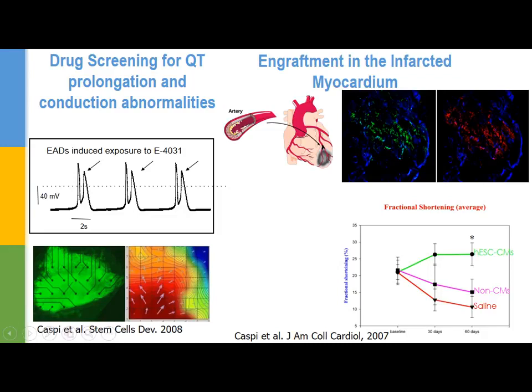And throughout the years, we have used this technology to establish models for drug screening for QT prolongation and conduction abnormality. And we have shown in a series of proof of concept studies that these cells can be used for regeneration of the infarcted myocardium, in this example, in a rat model of chronic infarct.